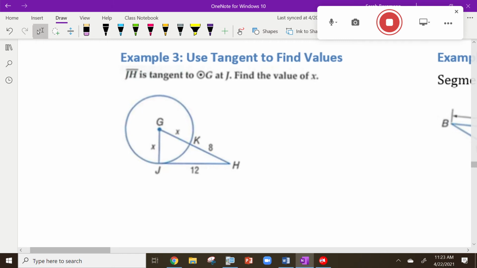Next, let's do another example. This one, we are given that it is tangent to circle G at point J. We want to find the value of x. So since we know that JH is tangent, we know that it makes a right angle with the radius. So if we're trying to find the value of x, we can do x squared plus 12 squared equals, we can write this as x plus 8 squared.